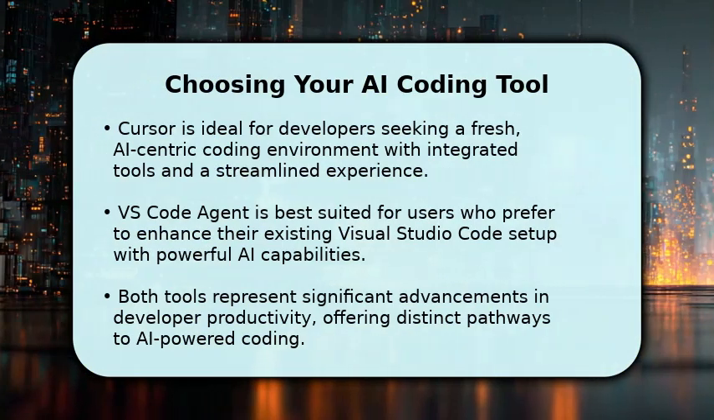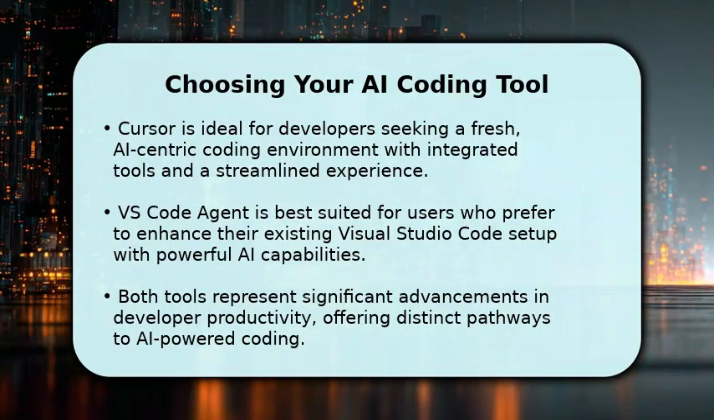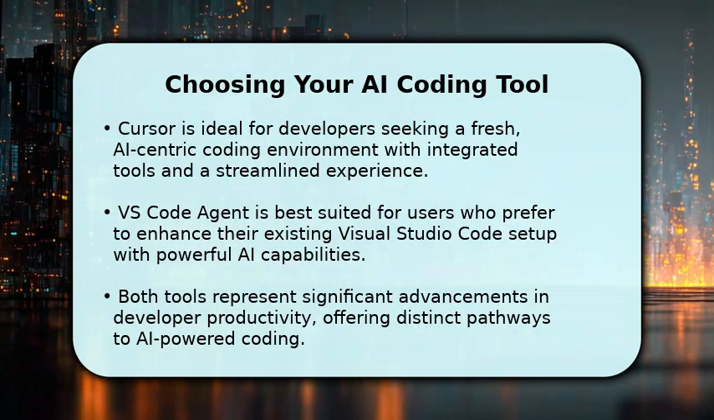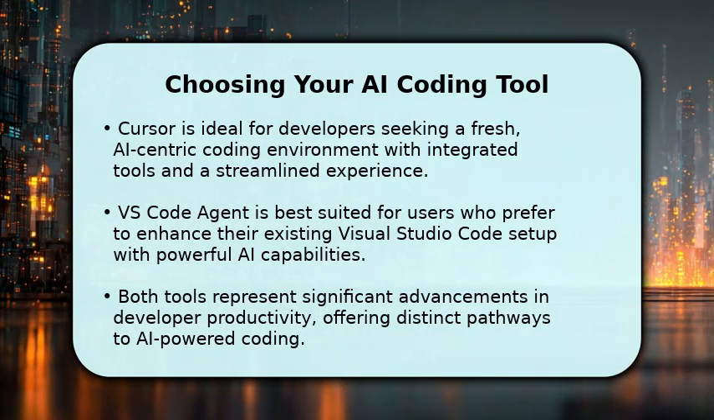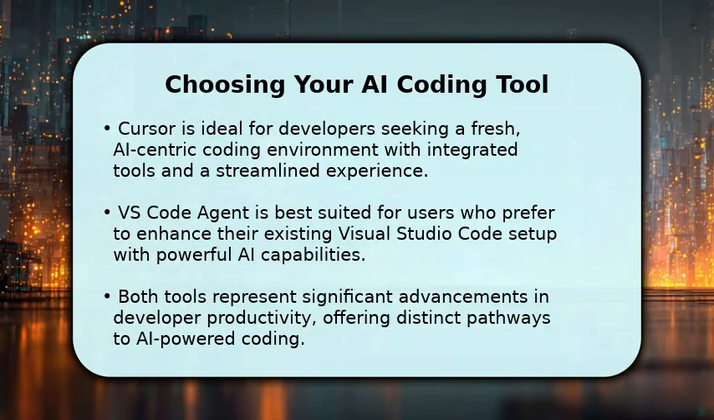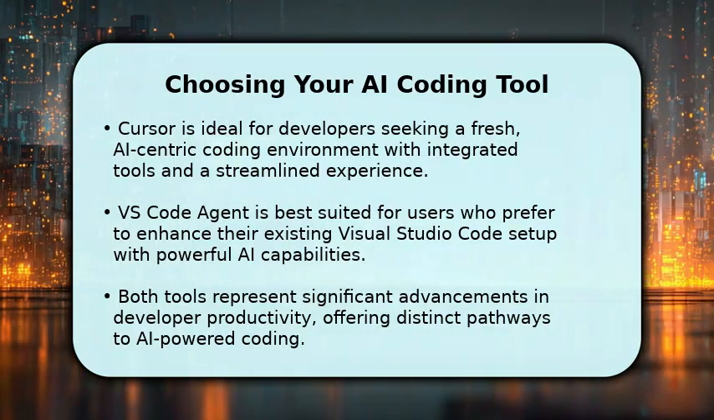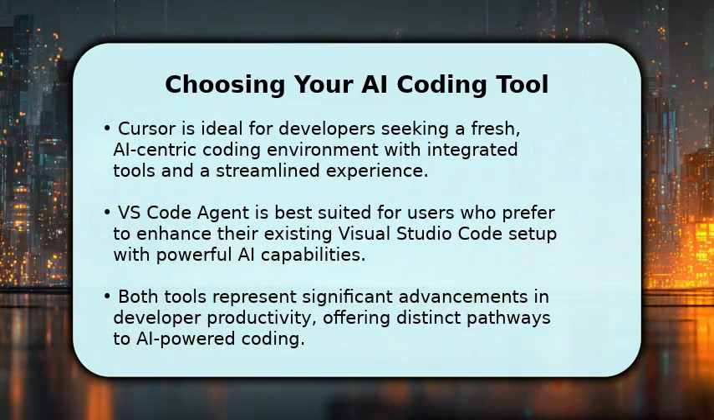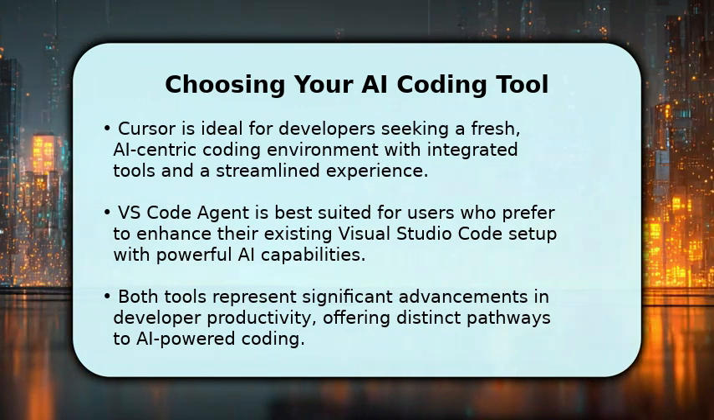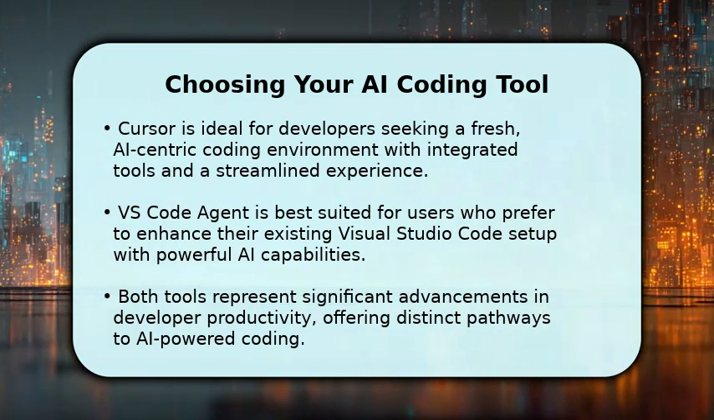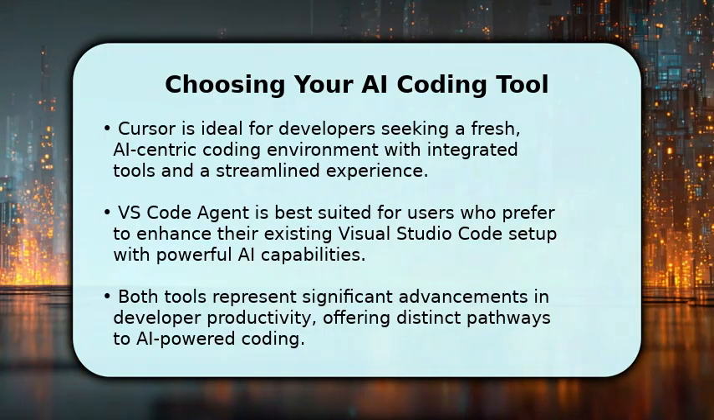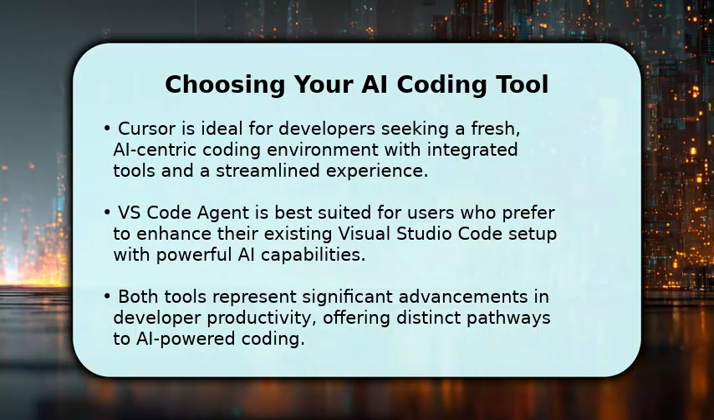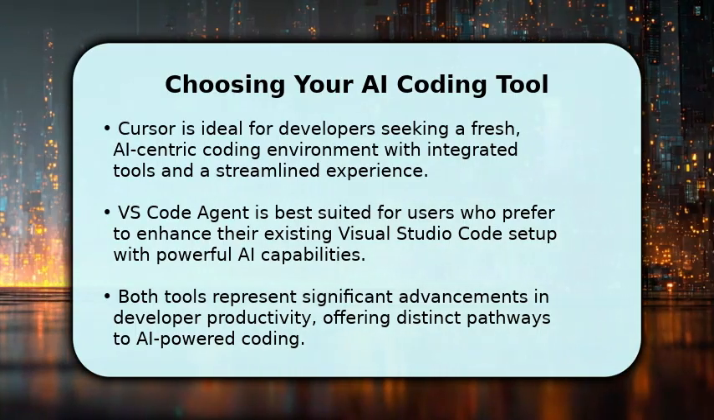When choosing between Cursor and VS Code Agent, consider your current workflow and preferences. If you're looking for a completely new AI-first coding experience, Cursor offers a compelling, integrated solution. However, if you're a dedicated Visual Studio Code user who wants to infuse your existing environment with powerful artificial intelligence, the VS Code Agent is an excellent choice. Both tools are designed to dramatically improve your coding efficiency, potentially saving you many hours each week by bringing the power of AI directly to your fingertips.